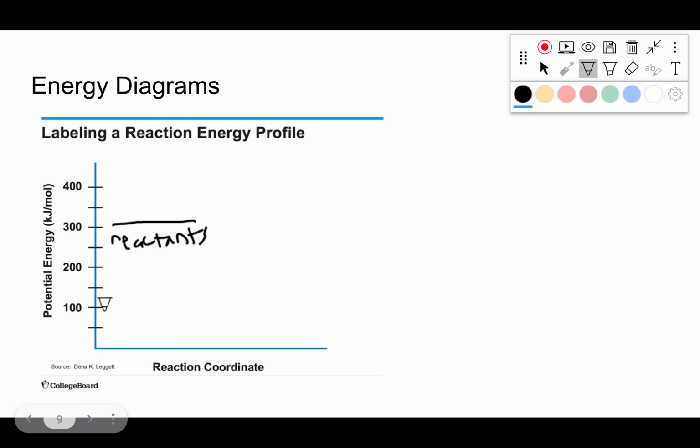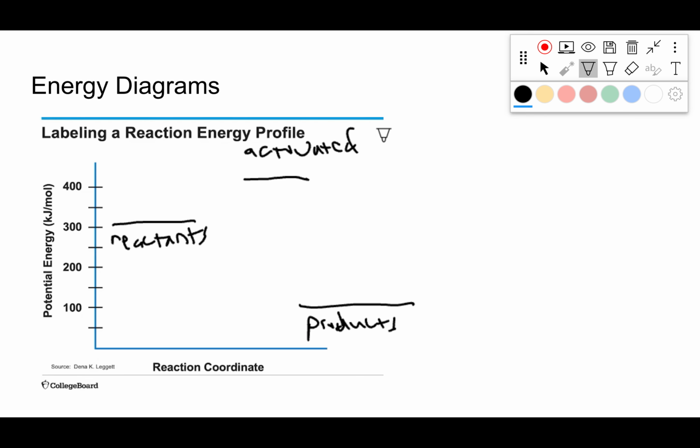I'm going to say that my products are going to be at 100. So I'm just going to go to some point over here on the right to where 100 is. I'm going to make another straight line. I'm going to label this one as products. And then, again, if I had an actual chemical reaction, I would write the chemical formula here. And then I'm going to say the activated complex occurs at 400. So I'm just going to go up here, and I'm going to draw another line. And this is going to be where my reaction coordinate or the activated complex is.